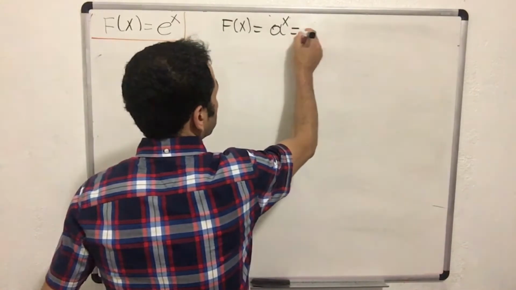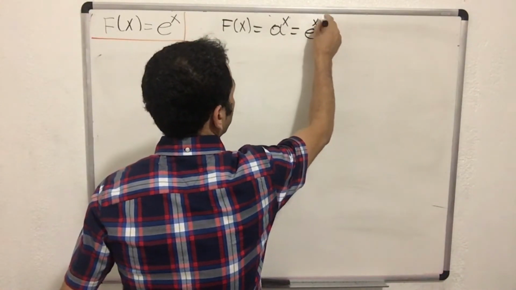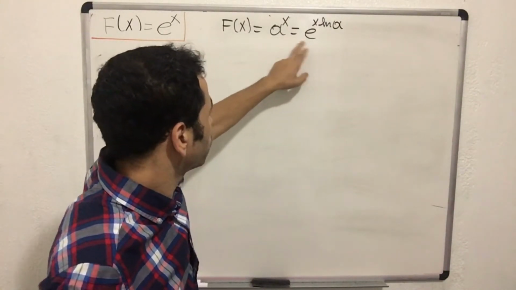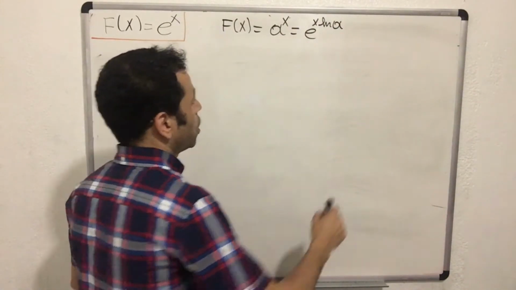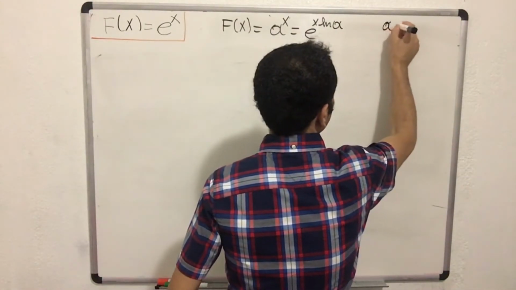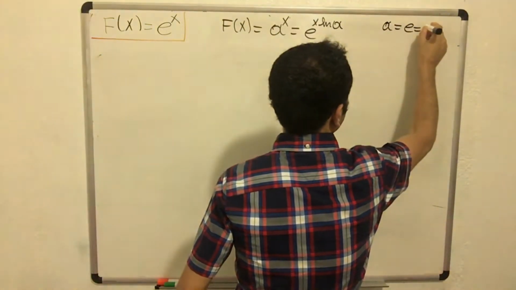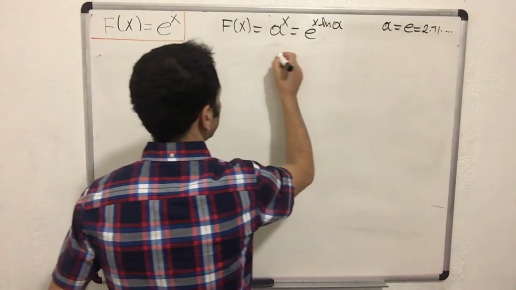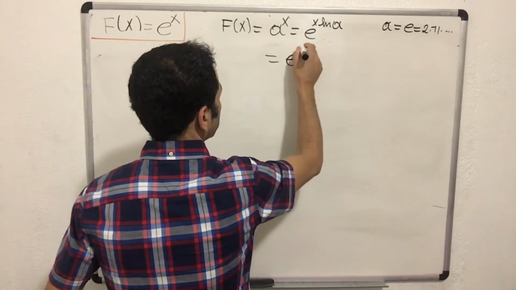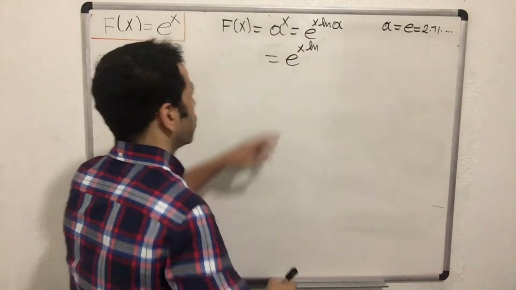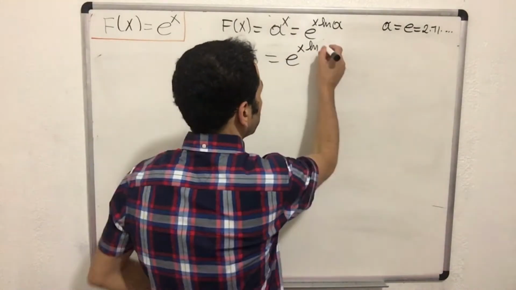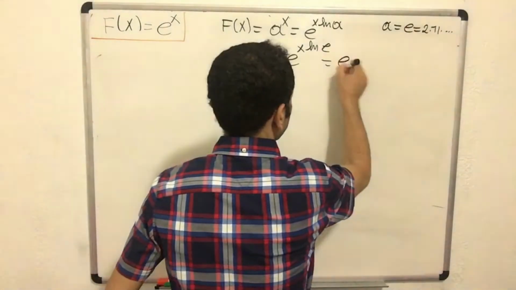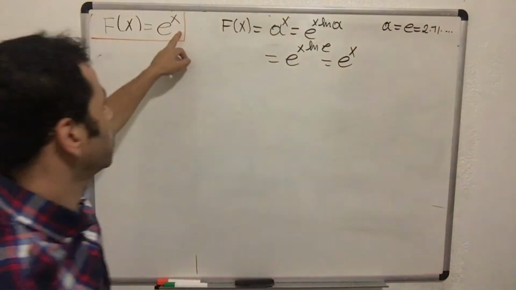This one equals what? It equals exponential of x natural log of a. This is the expression of this one. Now I have chosen a equal e. e is the number 2.71 and so on. If you plug this one into here, you will see exponential of x natural log of a, which is e. The natural log of e is 1, right? So we have arrived at this one here.